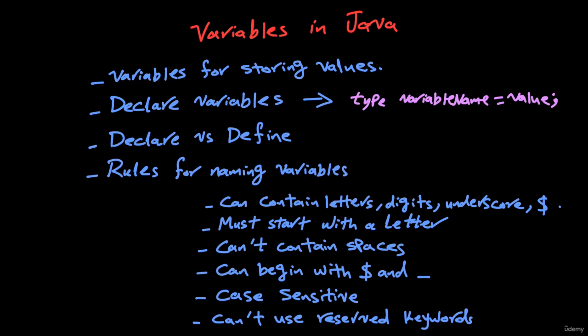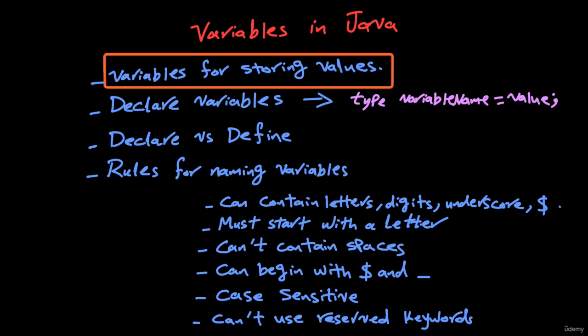A variable is a memory location, or it's like a container for storing different types of data. You can store numbers, strings, or any data type inside a variable.